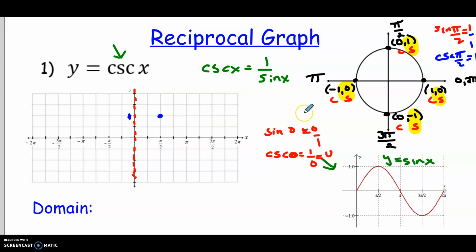Okay. So now I go next on to pi, and I'm flipping 0. So again, I'm going to see an undefined value at pi. Therefore, you're going to have a vertical asymptote.